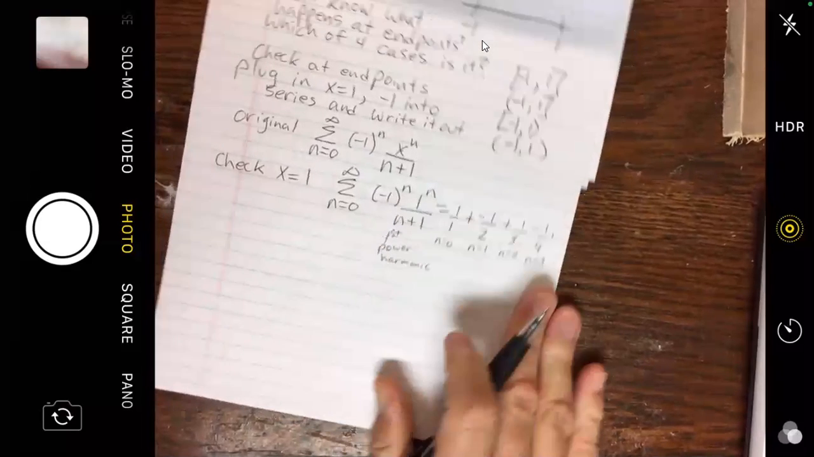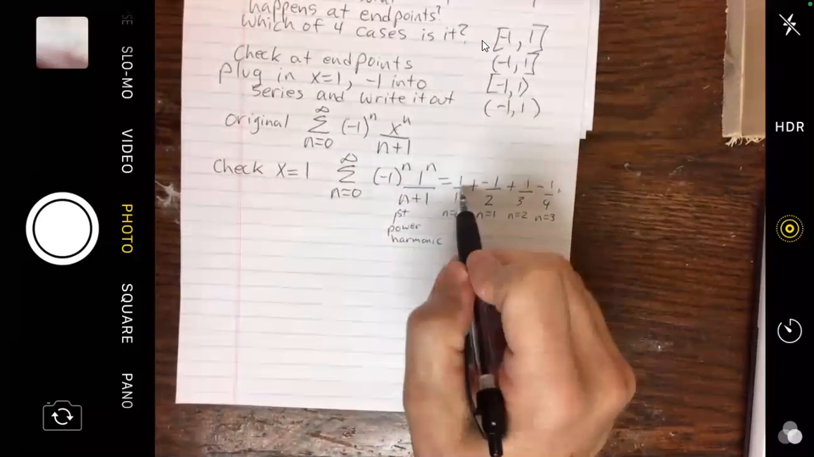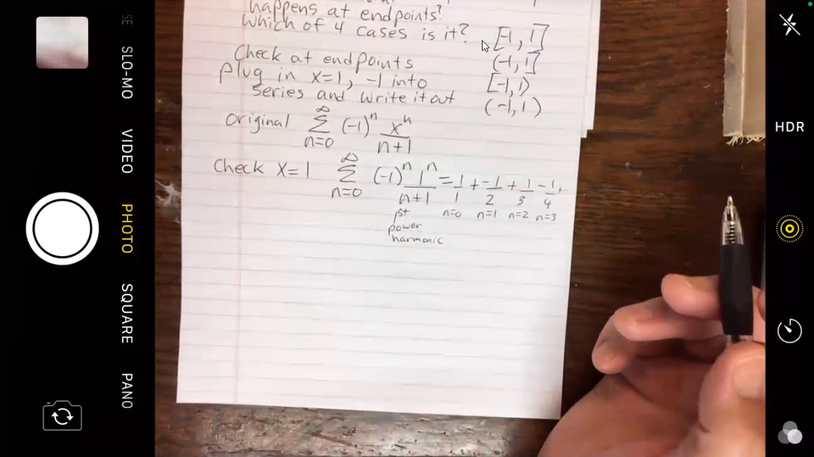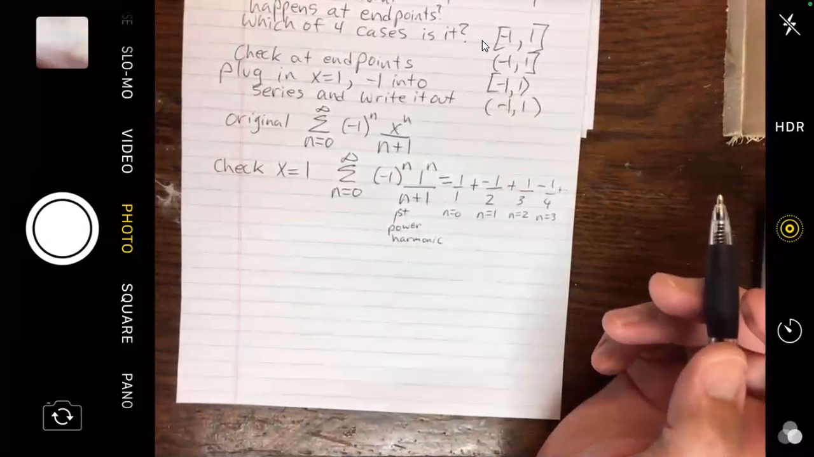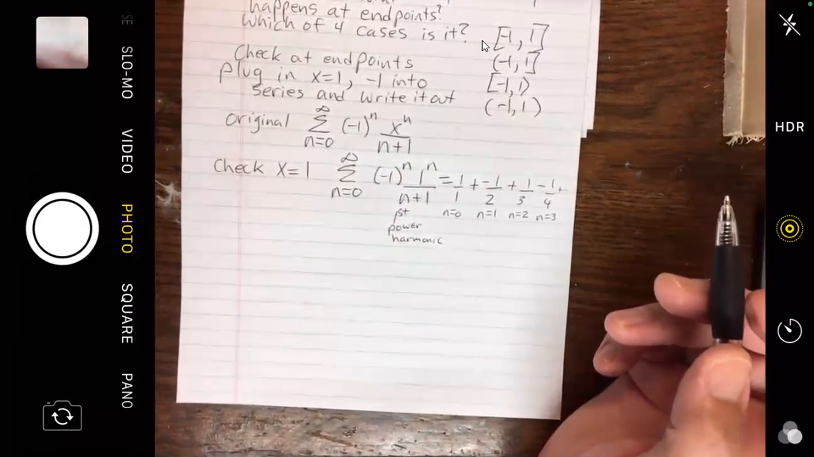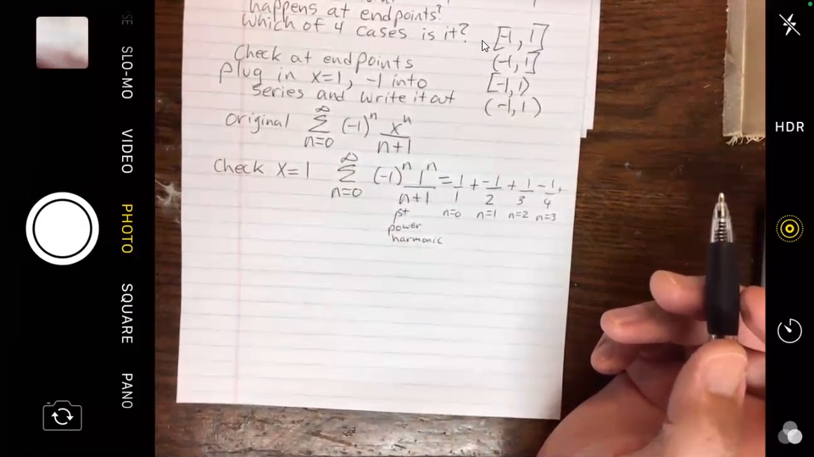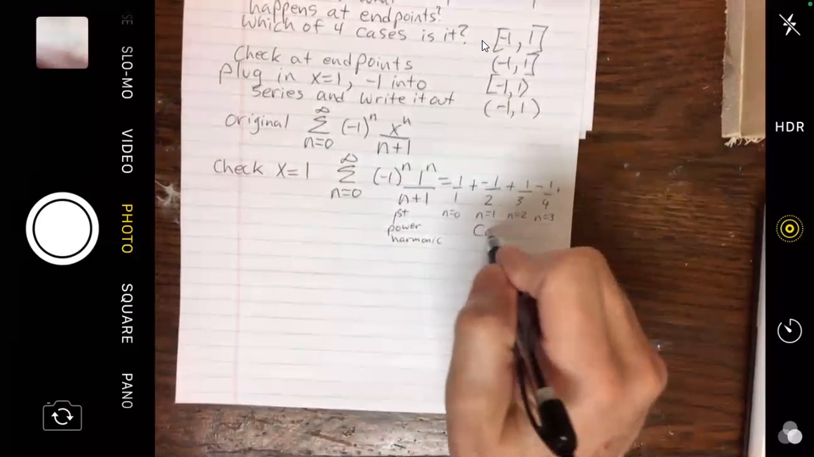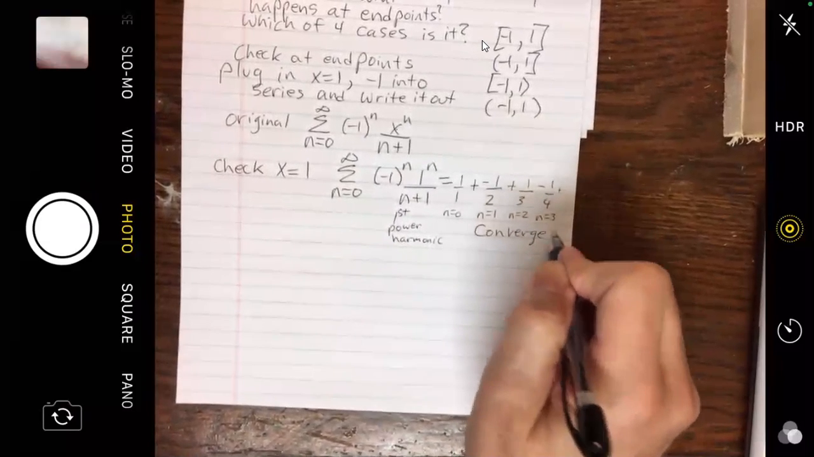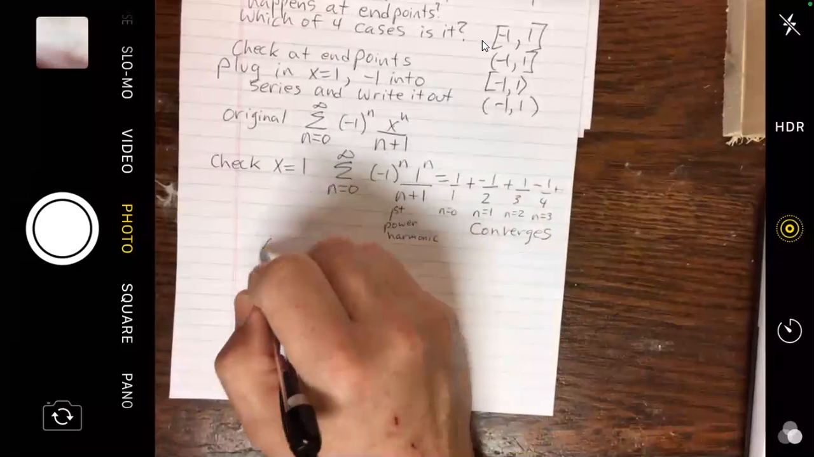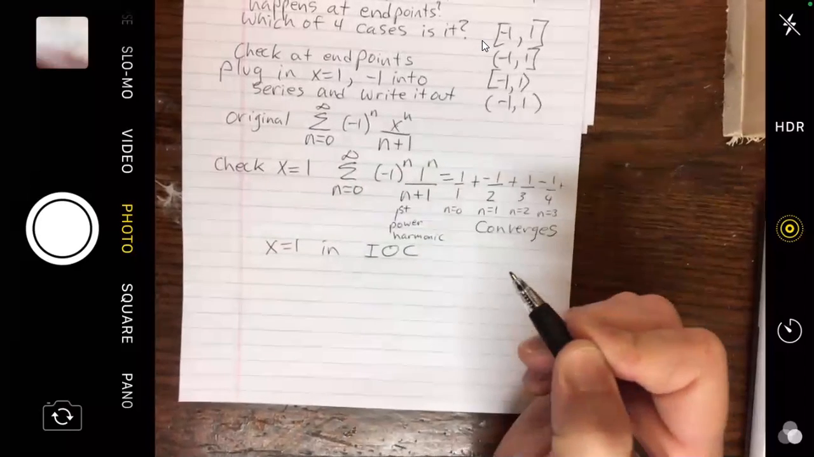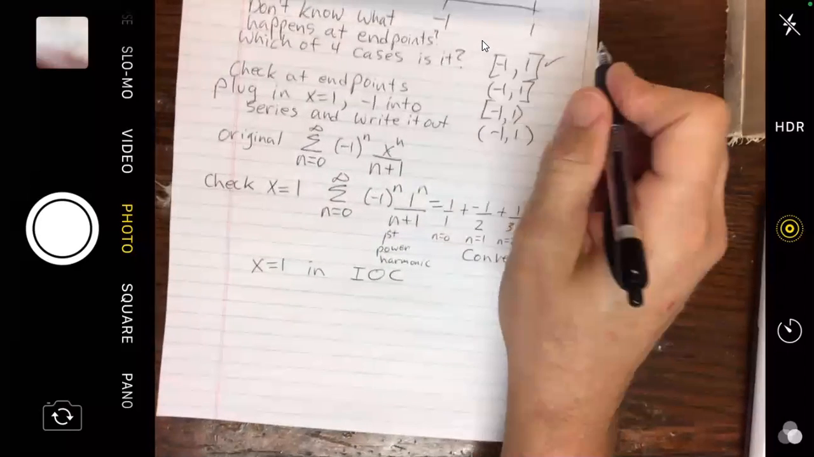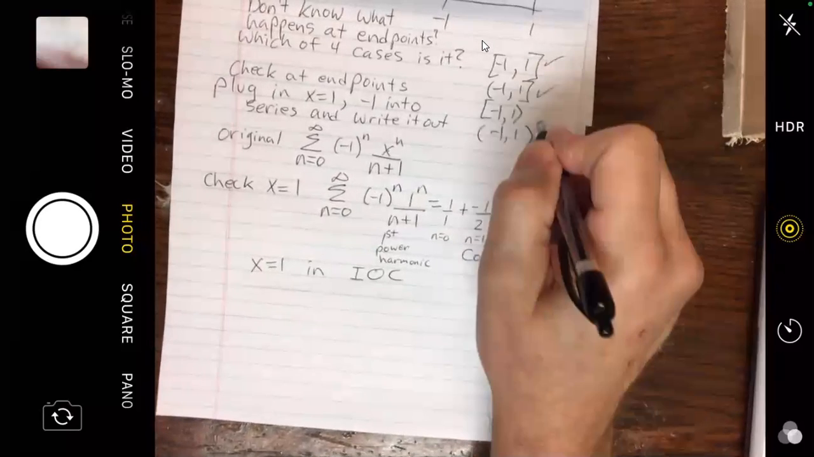So now it depends on what the signs are doing. Can you tell what the signs are doing? They are clearly alternating. Does that mean it converges or diverges? See if anybody remembers. Converges. This means it converges. So x equals 1 is in the interval of convergence, IOC, meaning it's either a case like this or a case like this. It's not this or this.